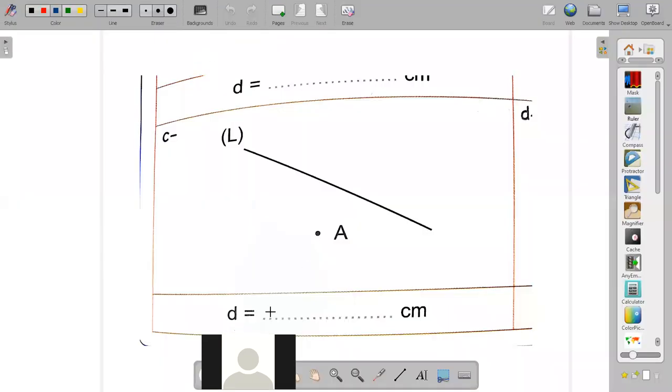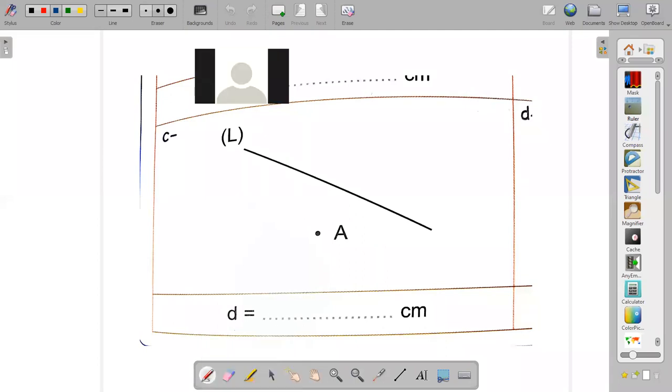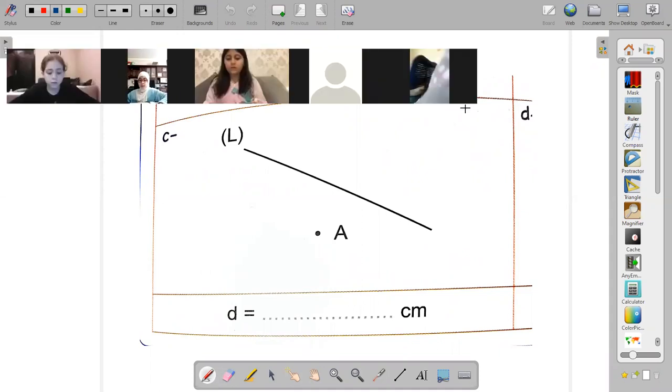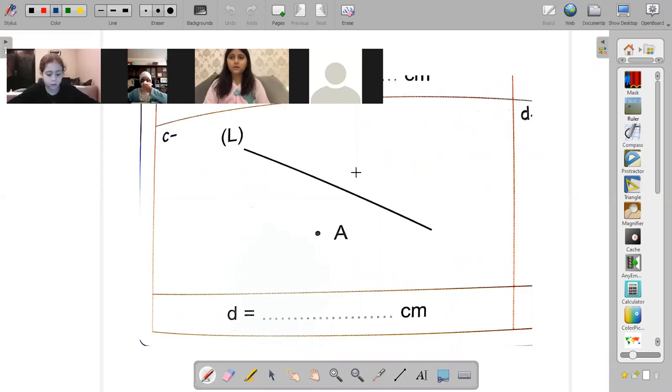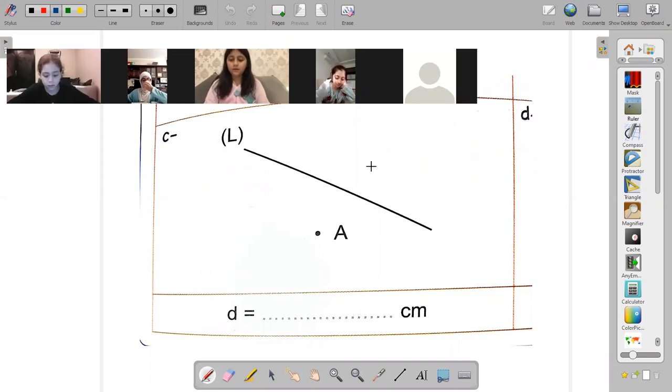Yes. Here, if you look at the point, it's down. Teacher, here, in order to draw the perpendicular line, I have two ways. We can flip the math book. All of you, flip your math book with the point up. Okay, flip your math book. Yes, the point will be up. Yes, so you can flip the math book so the point will be up in order to draw the perpendicular line.